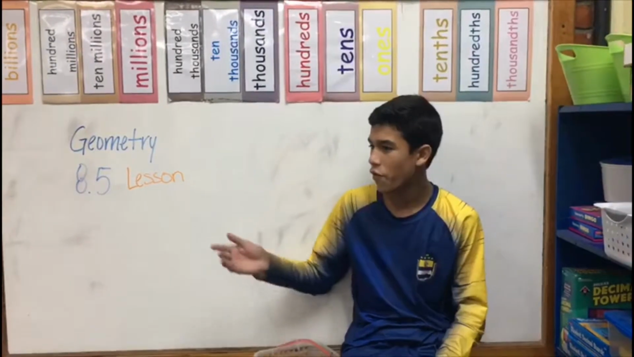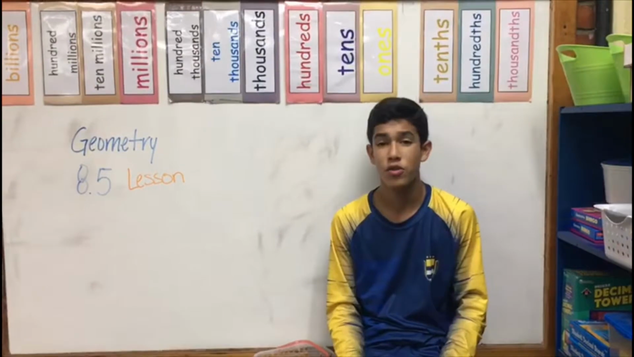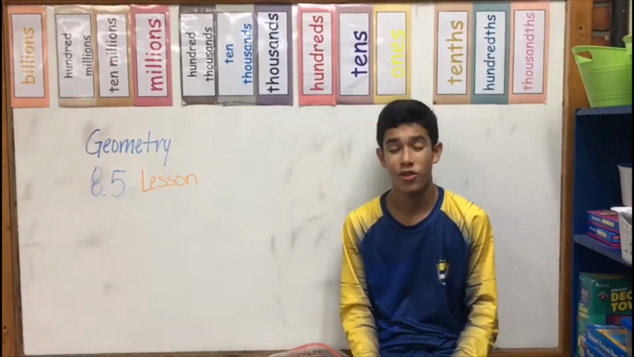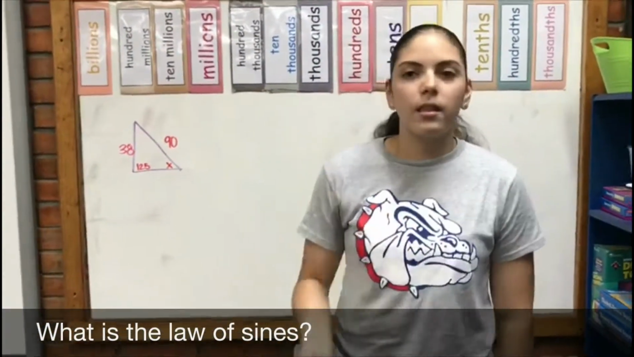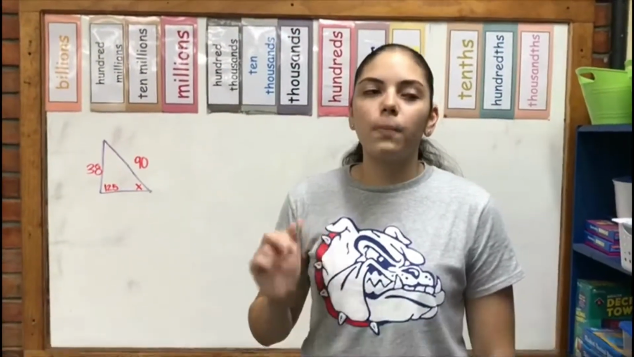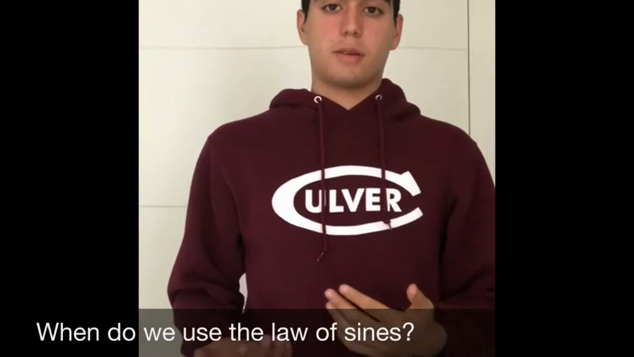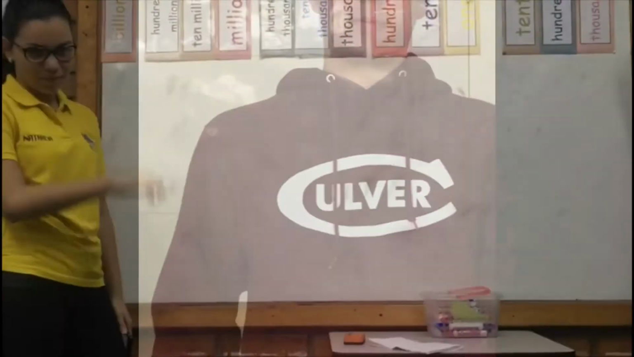Today we'll be reviewing lesson 8.5, which covers the law of sines. The law of sines is used to measure angles in triangles that are not right triangles. The law of sines is the relationship between the sides of any triangle and the sines of the angles opposite. Use the law of sines to find the missing measures of any triangle when you know the measure of two angles and any side, or two sides and the angle opposite one of them.